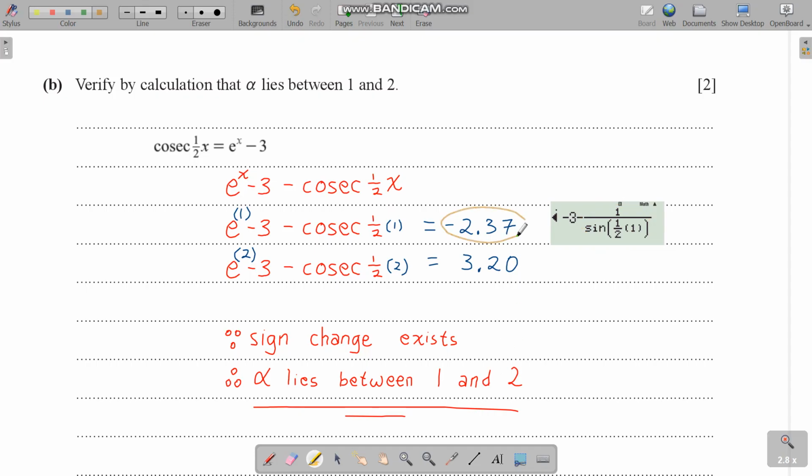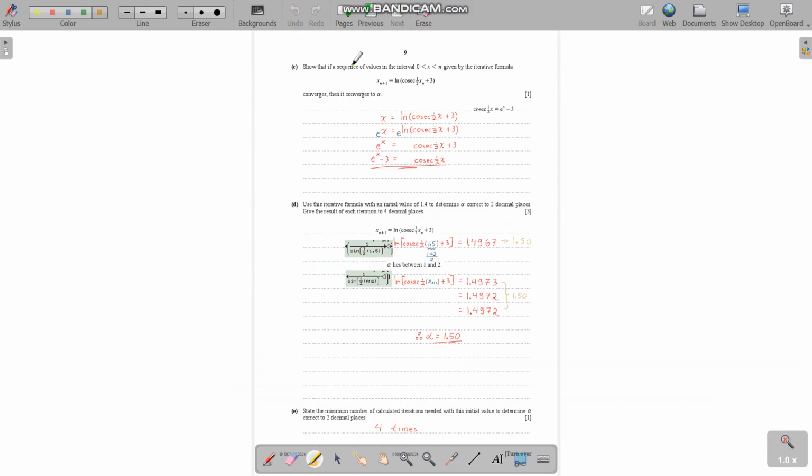So you should get this. Of course, we use radians. In numerical solution of equations, we always use radians. So since we have something negative, something positive, draw the conclusion. Sign change exists, therefore alpha lies between. So just copy this part from the question, alpha lies between.